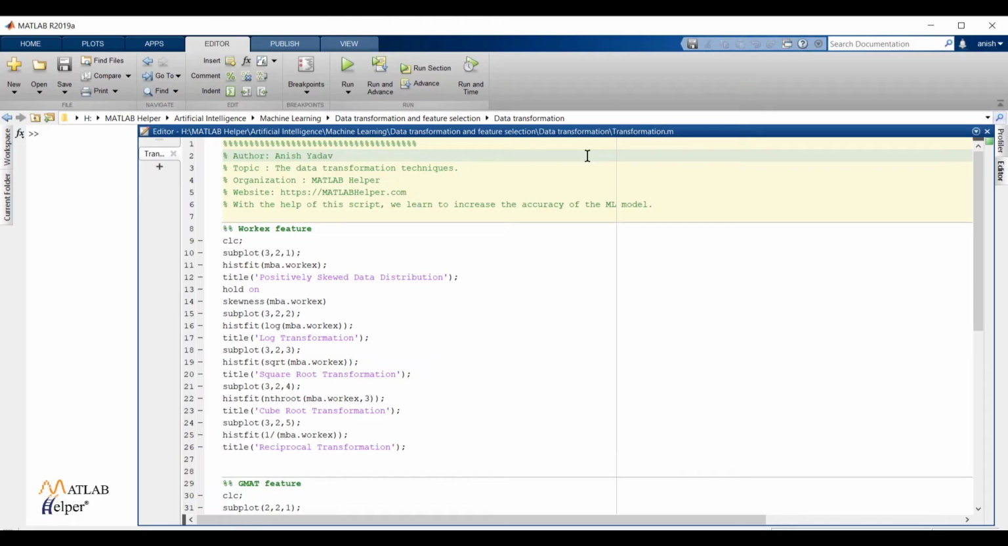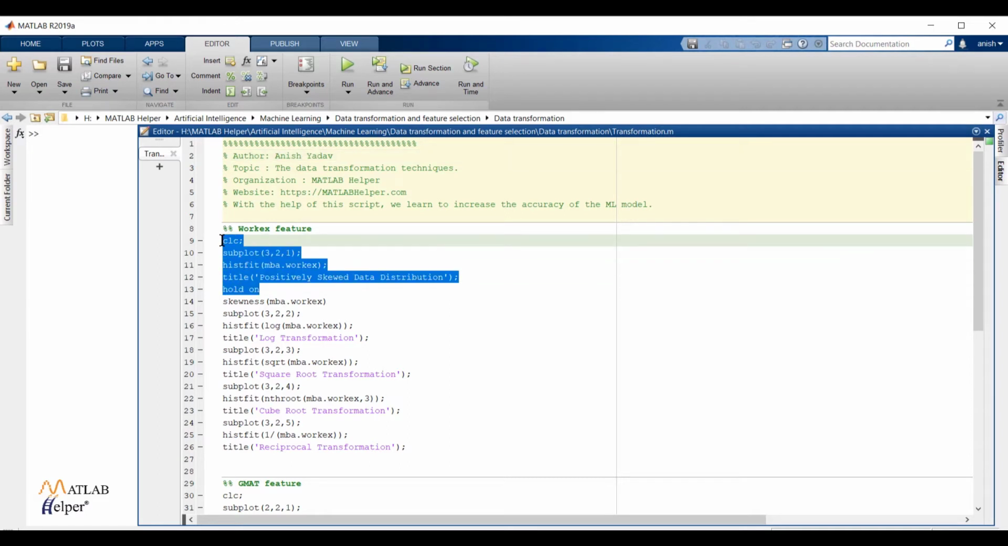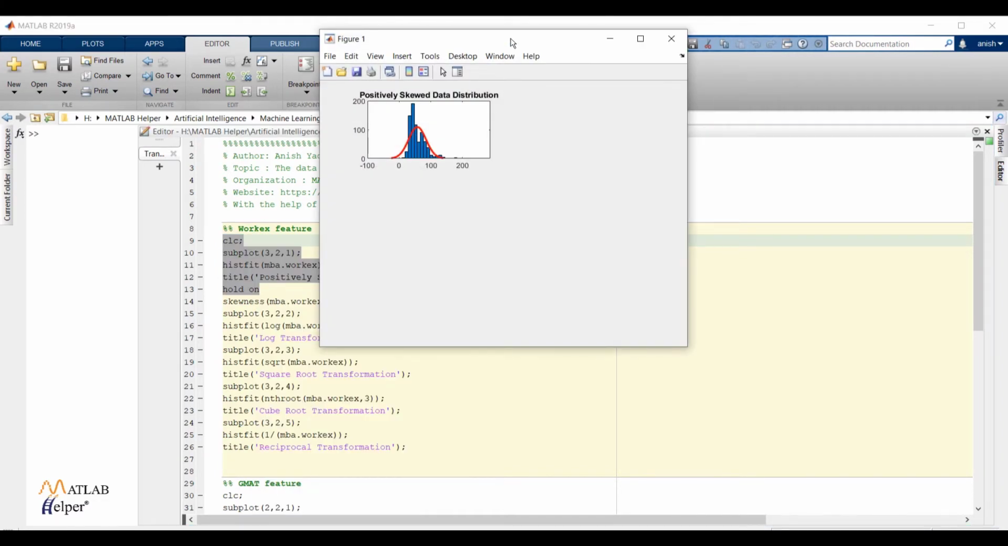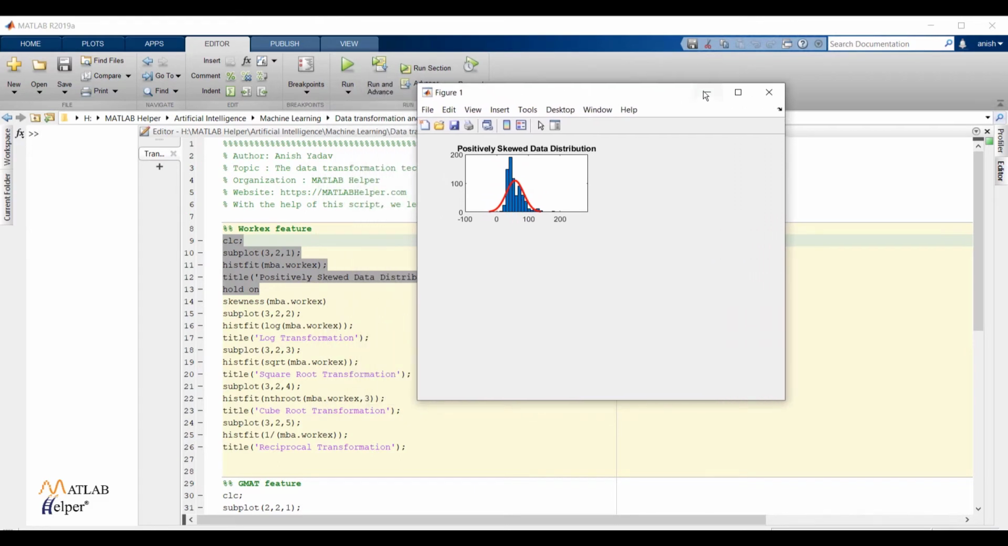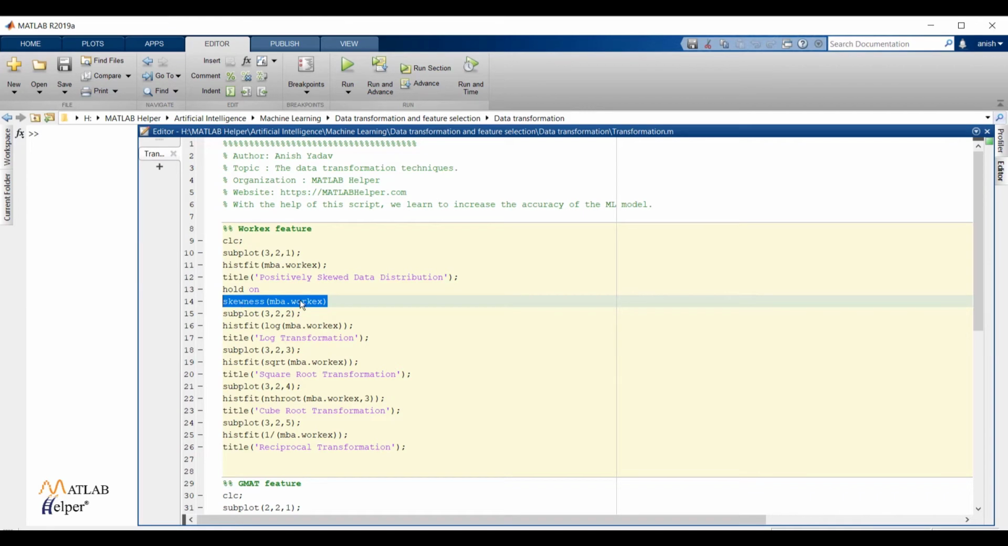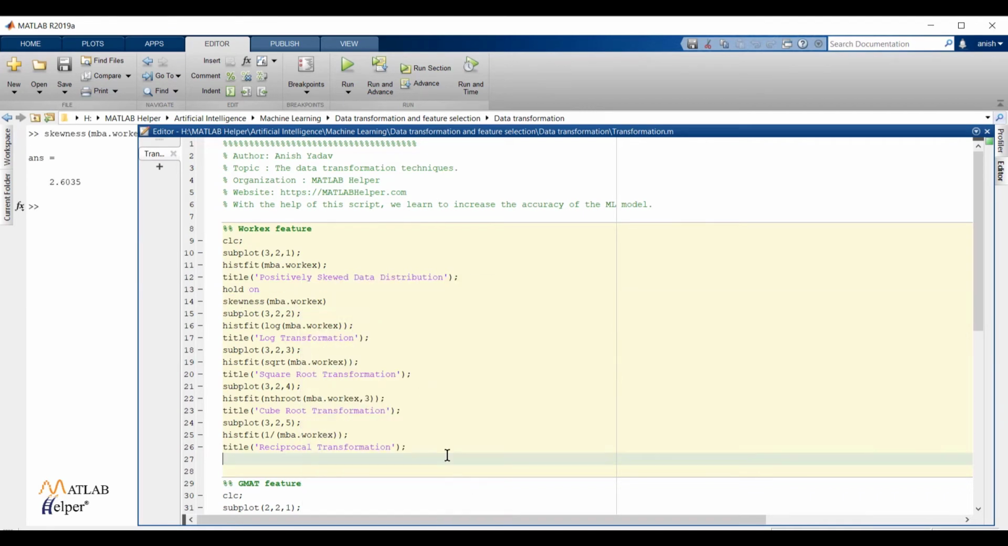Let us visualize the same thing in MATLAB. We have already done analysis on the MBA dataset and we are familiar with it. In the previous chapter, we found that the Workex feature is positively skewed and the GMAT feature is negatively skewed. Let us see the histogram of the Workex feature. You can note data is positively skewed. Same thing we can validate with the help of boxplot and skewness function. If we check the skewness value, then yes, it is positive. So data is positively skewed.